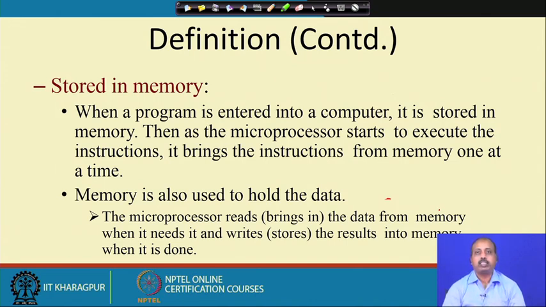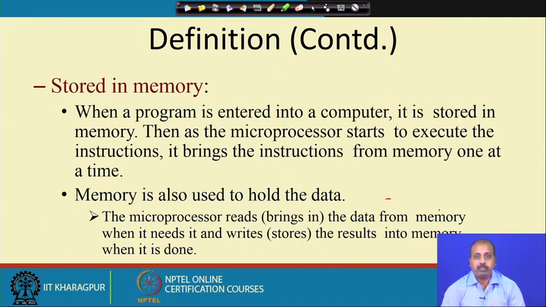So, the program is stored in the memory, and as I said, any microprocessor, when it starts executing, gets the instruction from the memory. It brings the instruction from memory one at a time. First it brings the first instruction, executes it, then it brings the next instruction, executes it, and that way it goes on. Apart from the program, memory also holds the data.